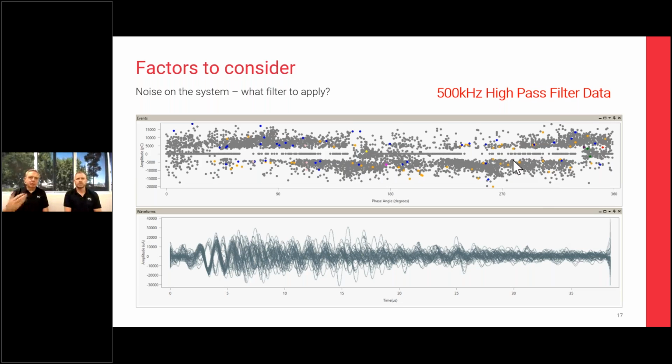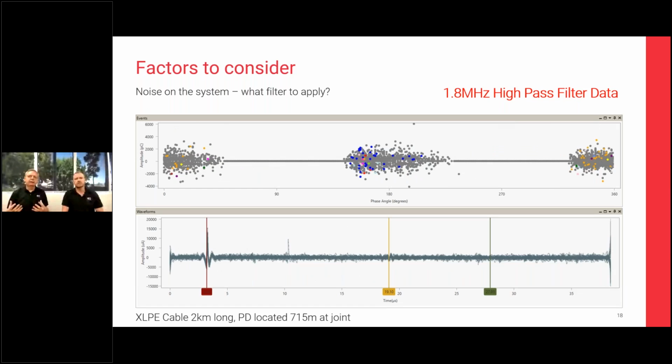So it can be more aggressive, and the next filter that we put on in this particular circuit was a 1.8 megahertz high pass filter. And immediately as you put that 1.8 megahertz high pass in there, this is an XLPE cable, it's about 2 kilometers in length, we can see the clustering appearing, which gives us an indication that we're seeing phase resolved partial discharge, and we're getting these high frequency pulses that are seen.